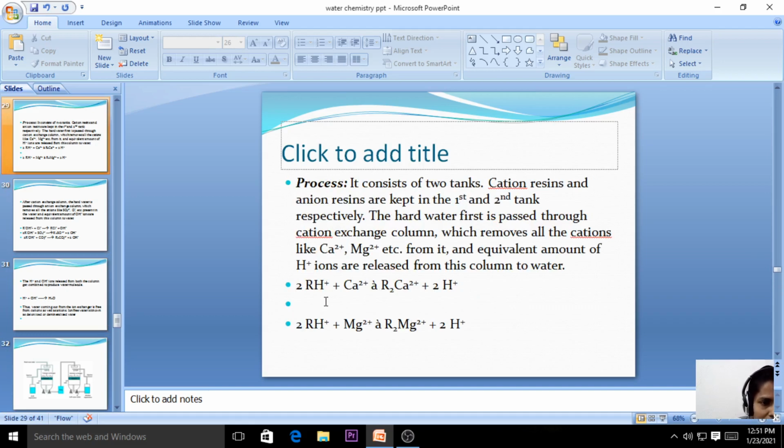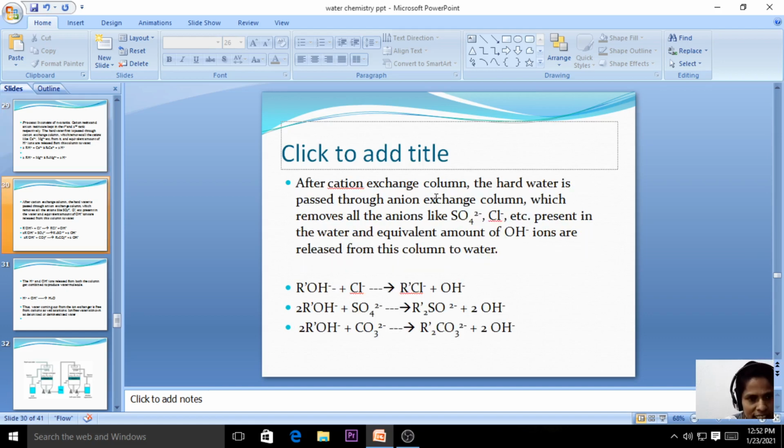So this is cation exchange resin, RH plus calcium plus 2. That means when the water sample is passing through the resin, the water sample containing calcium plus 2 and magnesium plus 2, these are replaced with the H plus ions, producing R2Ca, R2Mg, releasing 2 H plus ions in the water sample.